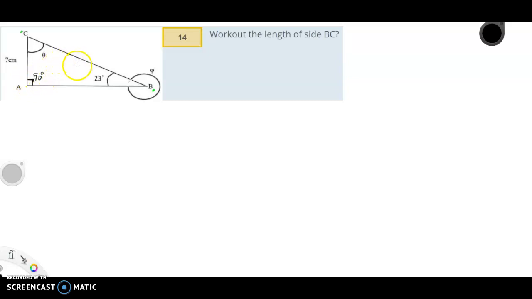Okay, so I'm going to label this triangle first. The side opposite the right angle, the 90-degree angle, that side there is always called the hypotenuse. Hypotenuse, right? And then it depends on which angle you pick, right? So we're going to pick this one here, 23 degrees.